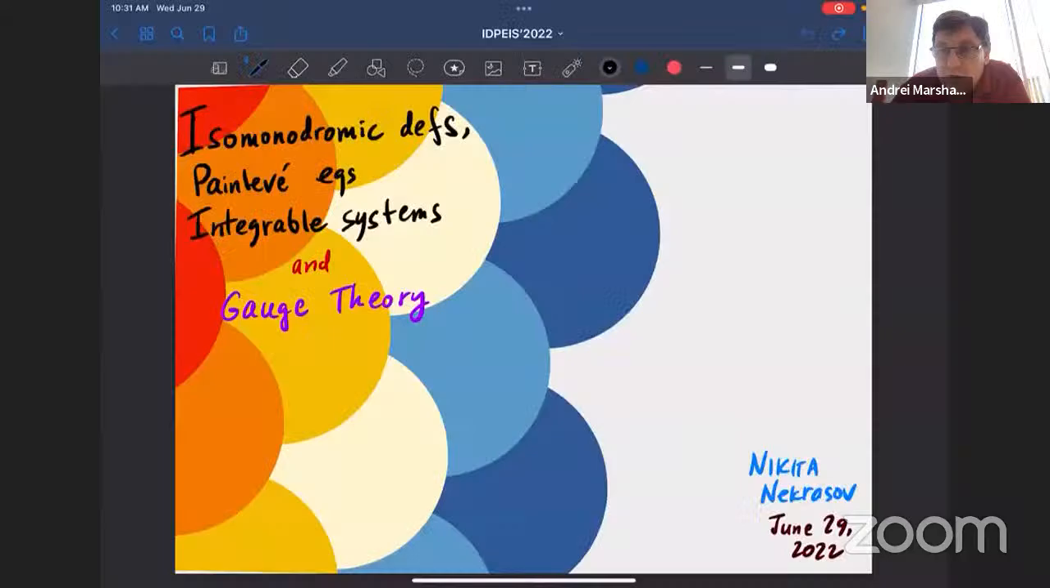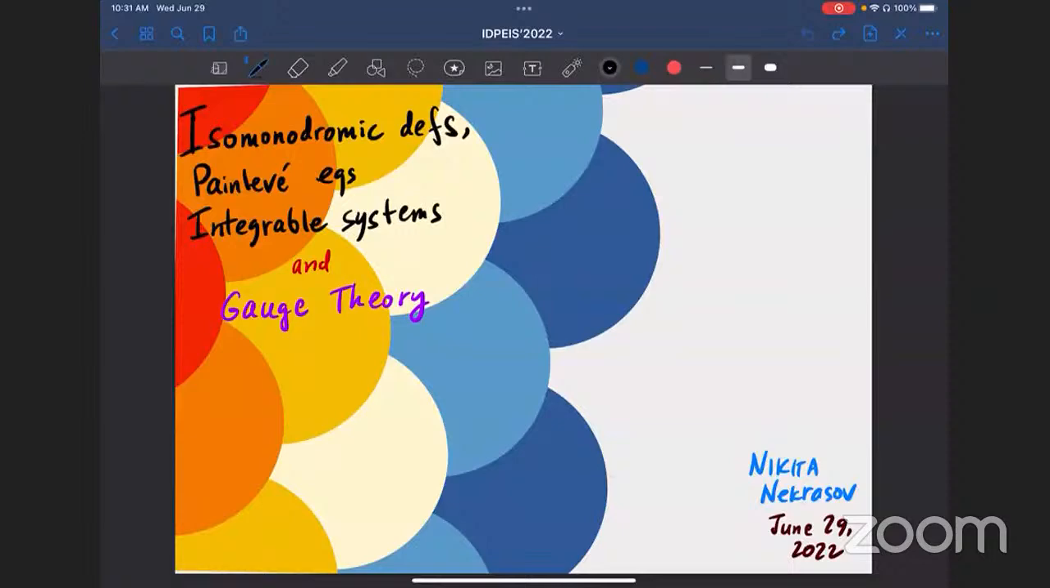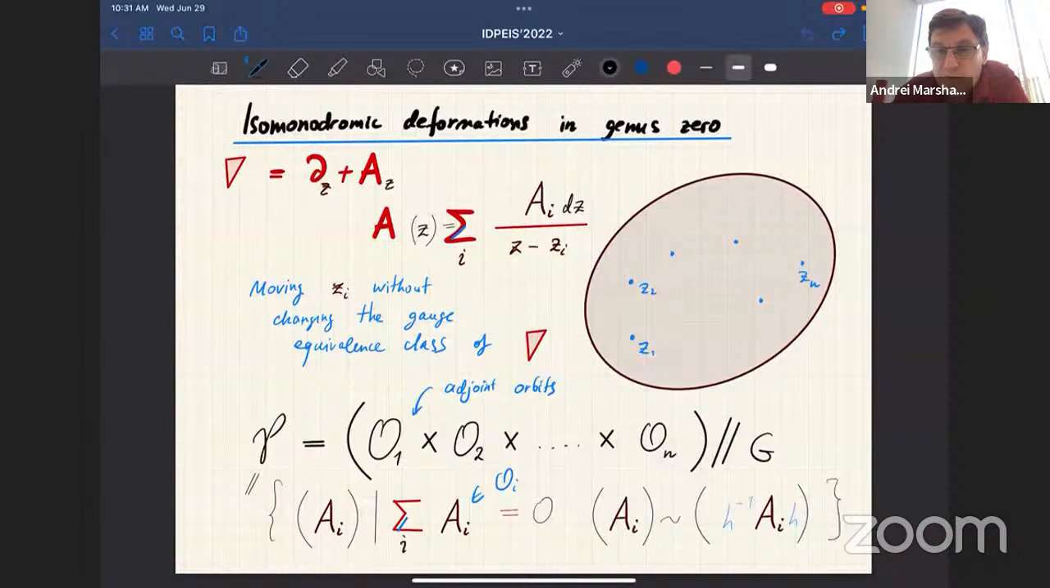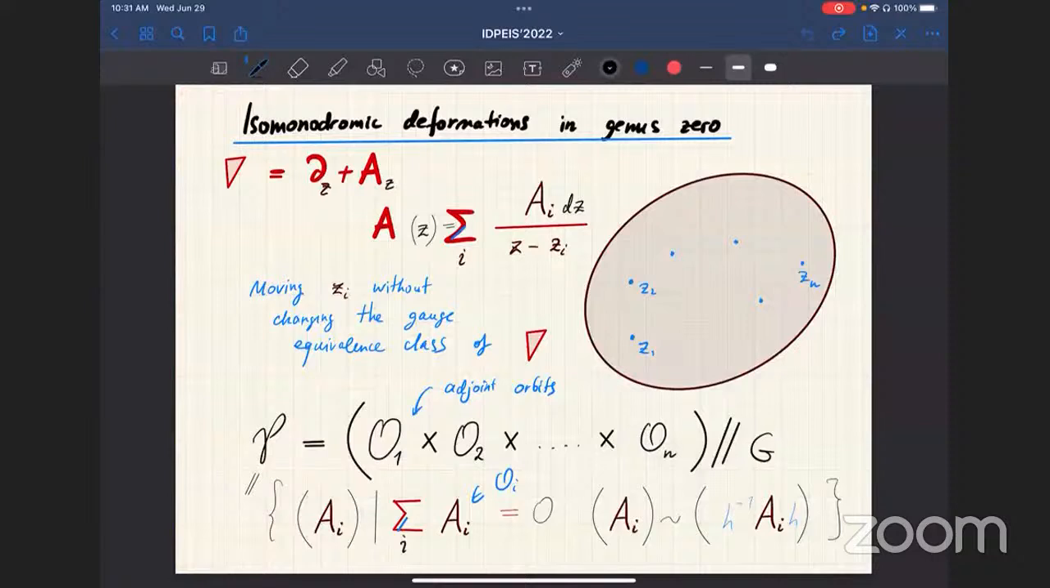Yes, so the title was obtained by copy-pasting from the title of the conference and adding gauge theory. So let me start by reminding what everybody already knows. Instead of giving the general theory, I will give an elementary overview of a few examples of the topics mentioned in the title.